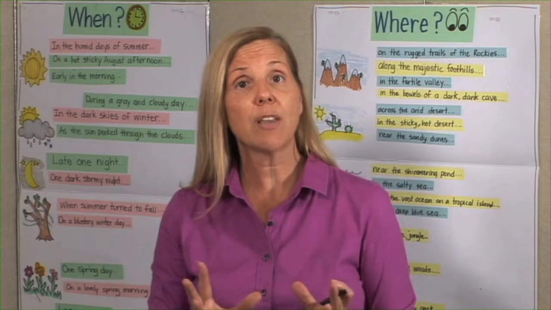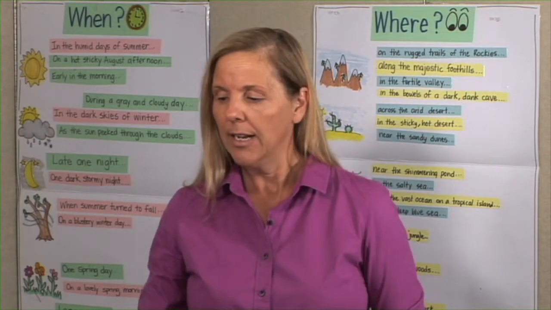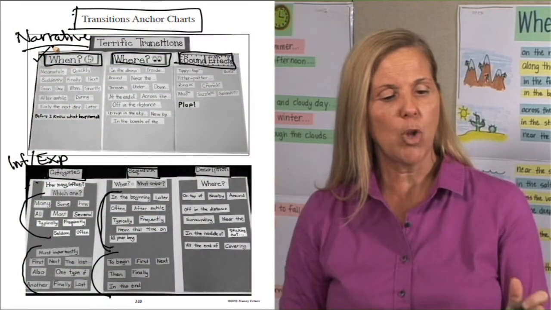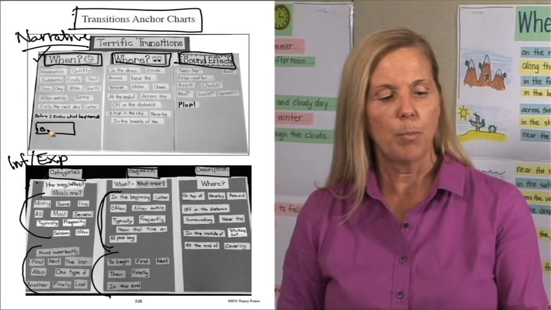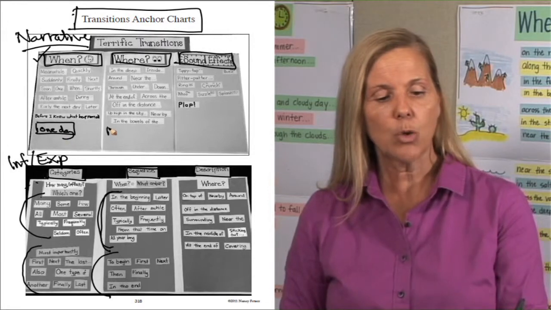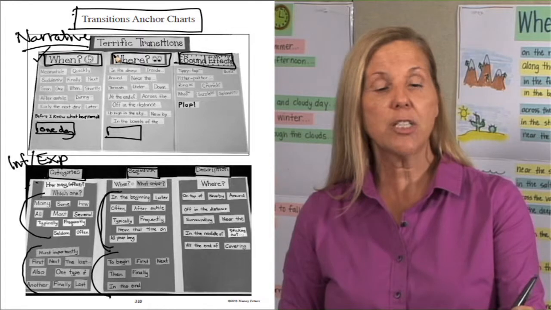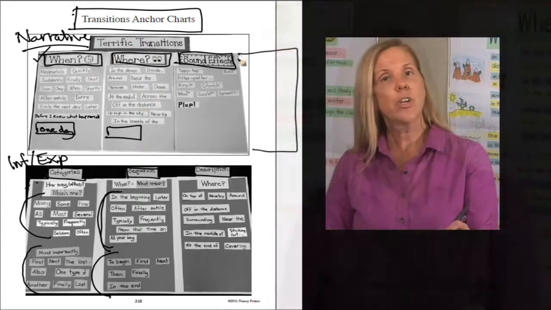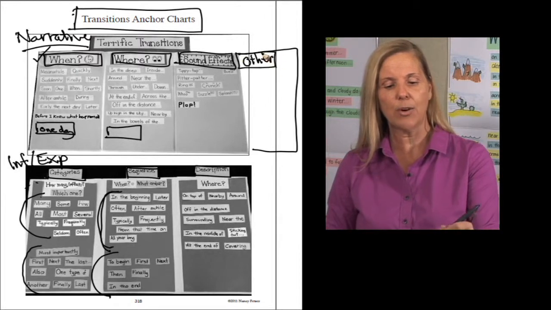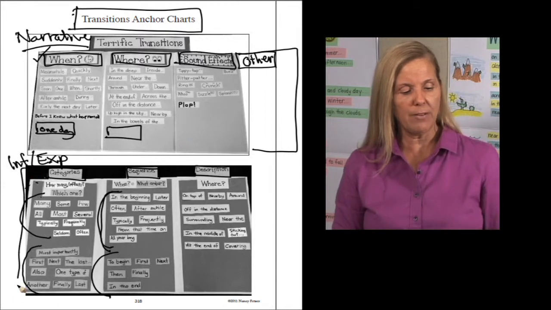Once all the transitions have been found, then I will ask, who has when transitions? And the student who had one day, they will come up and they will have that one day, and we will glue it underneath the when. Under the stars, we'll put for where. So I will ask students, any when transitions, any where, and we will put that. You could also add onto this chart and just put other for a category. So if you have one that you can't figure out where that transition would go, just put it under the other.